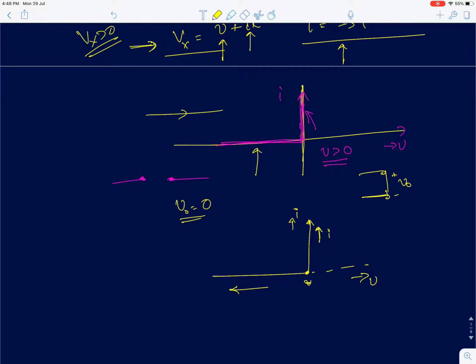Voltage cannot be positive. In that case, you can't assume it as an open circuit. So yeah, that's the basic definition here. In this model, it's called the ideal diode model.